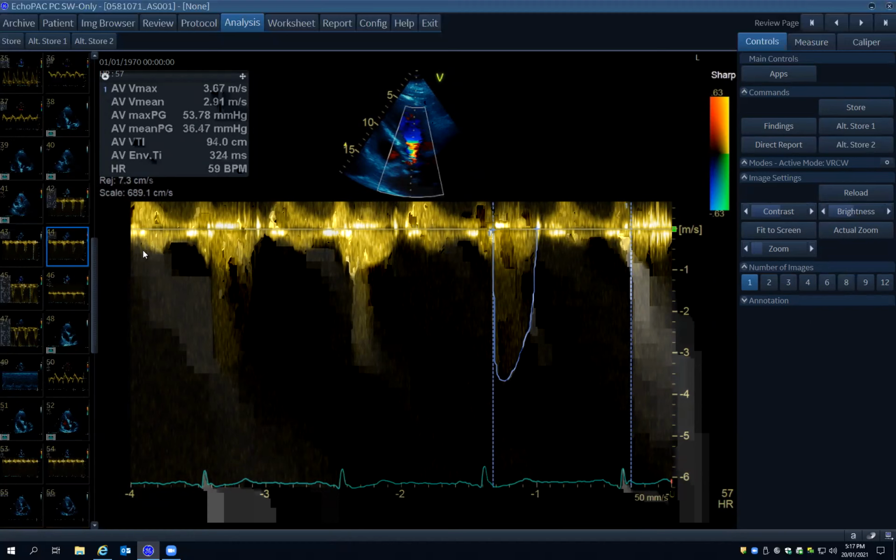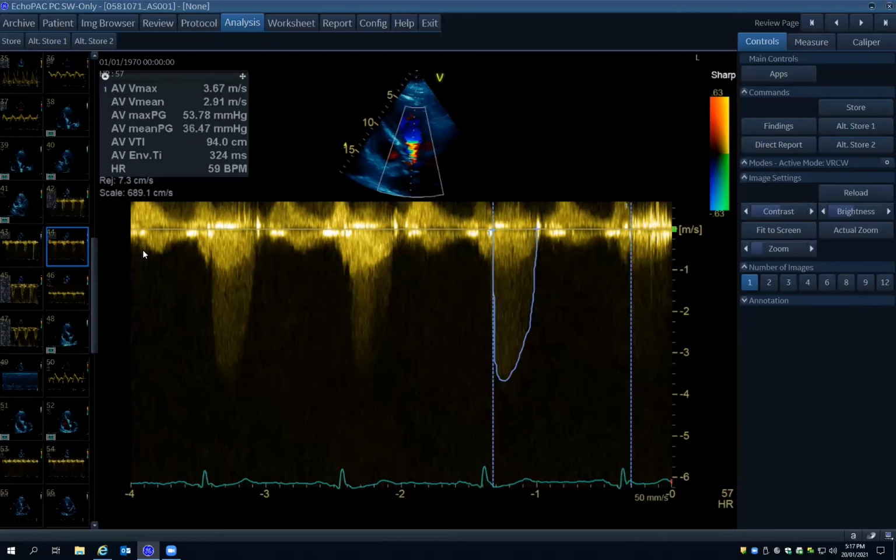And just for the audience, we have a mean gradient of 36 millimeters of mercury. 40 is traditionally considered severe. We have a peak gradient of 54 millimeters of mercury, and 60 is traditionally considered severe. And our peak velocity is 3.7 meters per second, with 4 being a marker of severity.